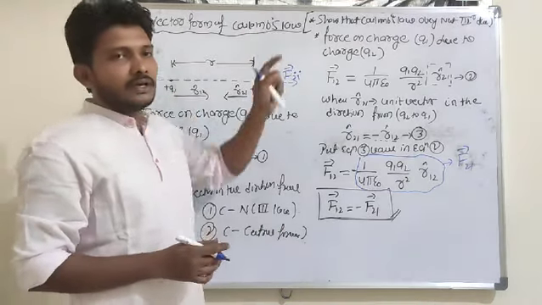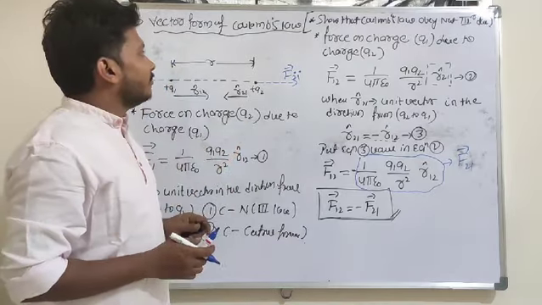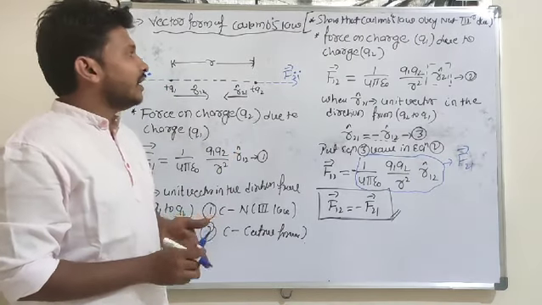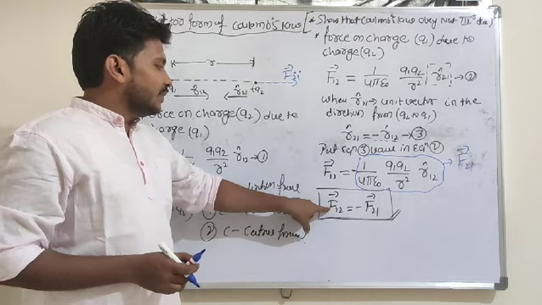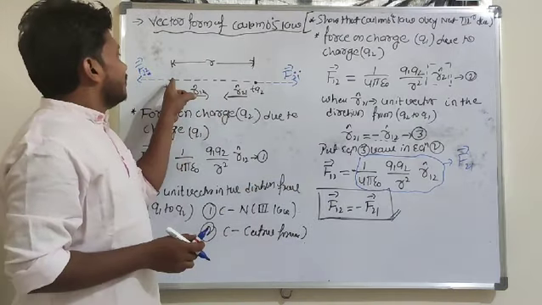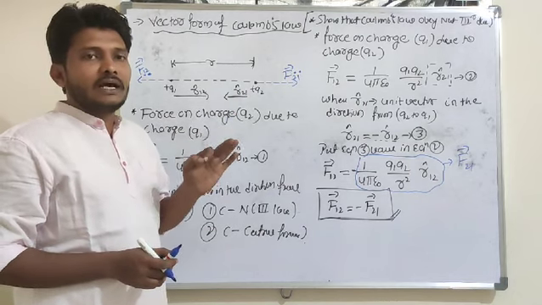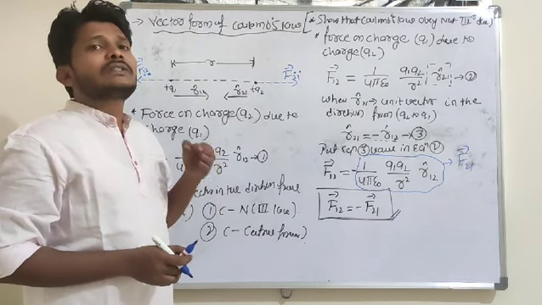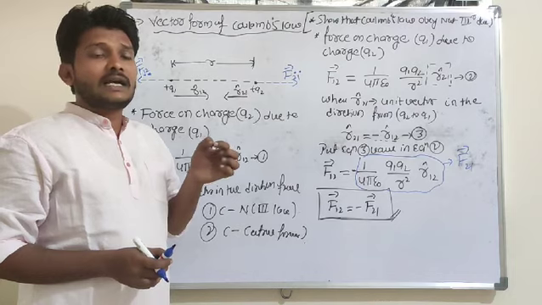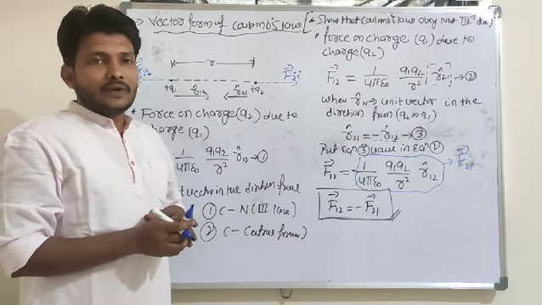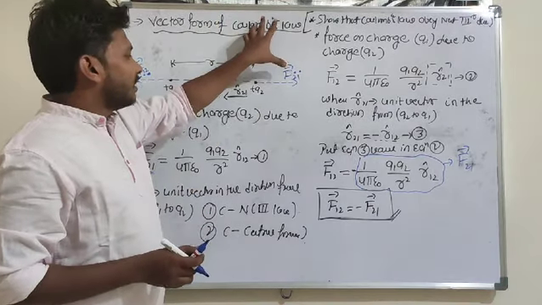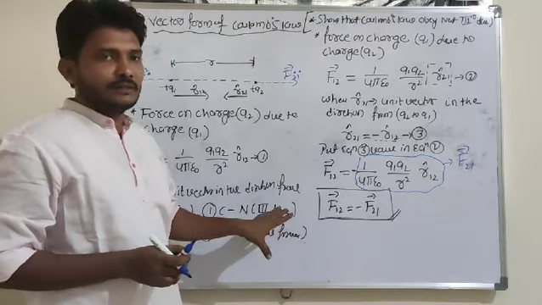So if you write the vector form of Coulomb's law, from that vector form we get that Coulomb's law obeys Newton's third law. As well as from the line joining these two charges, we come to know that Coulomb's law is a central force. So what is the meaning of central force? The force is acting at the center point, we can say. Hope you understand these points about the vector form of Coulomb's law.